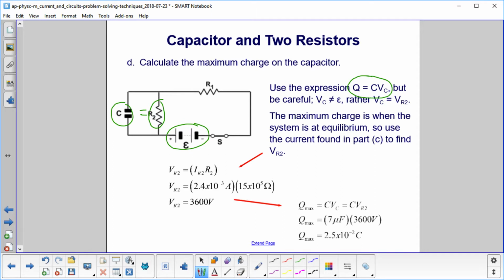So the voltage across R2 is equal to I R2 times resistance 2. So that's 2.4 times 10 to the minus 3 amps, which we got on the previous slide. Multiply that by the resistance, and we have a voltage drop of 3,600 volts. That's the voltage drop we now use to calculate the maximum charge on the capacitor down here. So Qmax is CV on the capacitor, which is the voltage drop across the resistor R2. You put in the values, and you get a Qmax of 2.5 times 10 to the minus 2 coulombs.